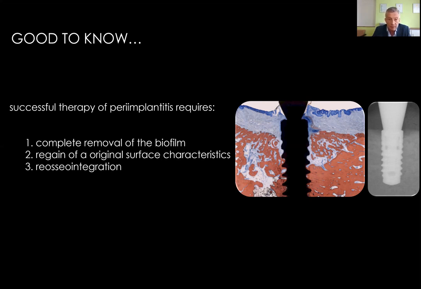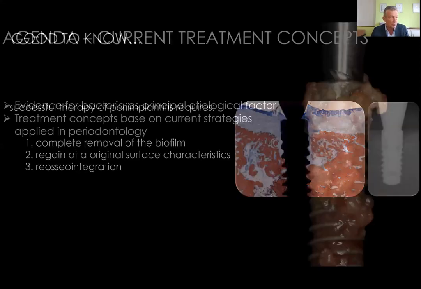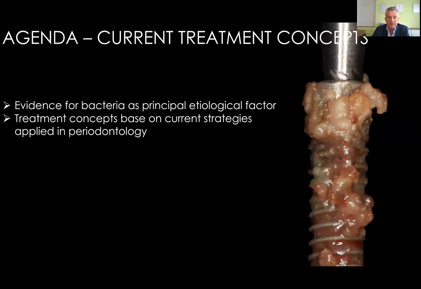So the aim for me would be to remove the biofilm completely, to regain the original surface characteristics, and finally to achieve re-osseointegration. This would be the ideal aim. Sometimes we will reach it, as I will show you, and in some cases not. And this opens up a discussion about which implants should be treated and which implants should be removed.